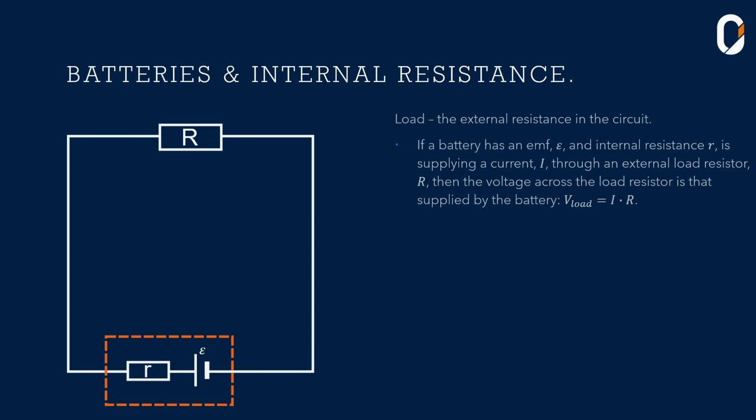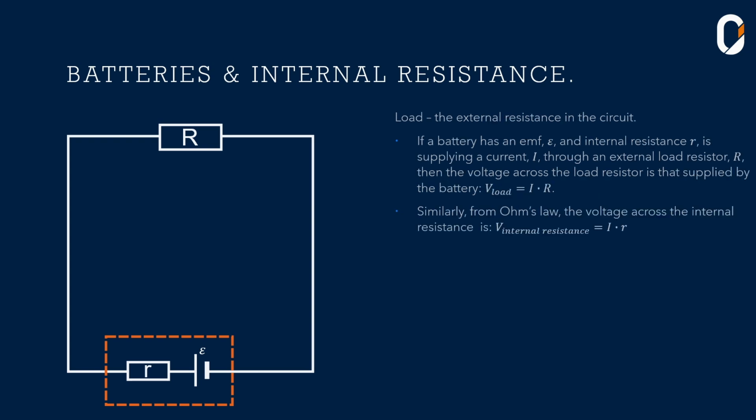V load is equal to I multiplied by external resistance R. Similarly, from Ohm's law, the voltage across the internal resistance is V of internal resistance equals I multiplied by internal resistance, small letter r. The voltage V of the battery is related to its EMF E and internal resistance r by E equals external voltage plus internal voltage, that is E equals V plus Ir.